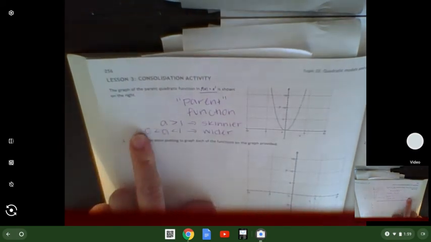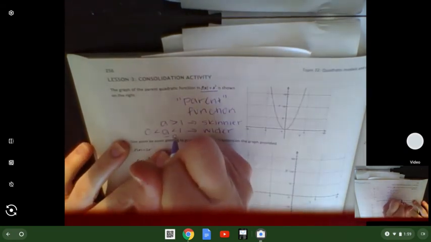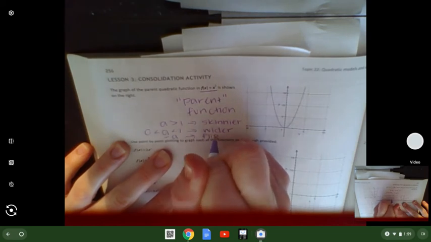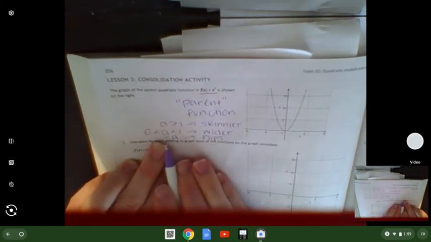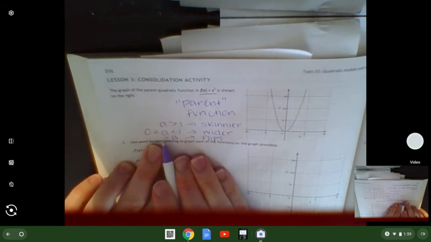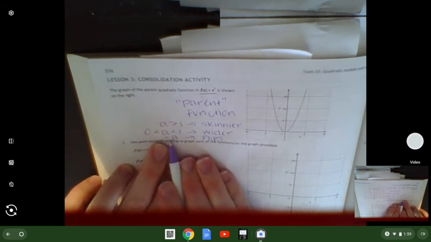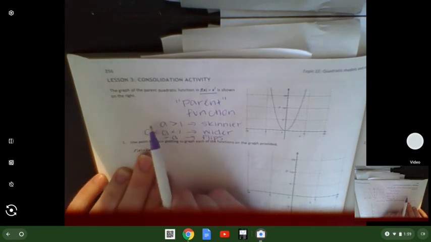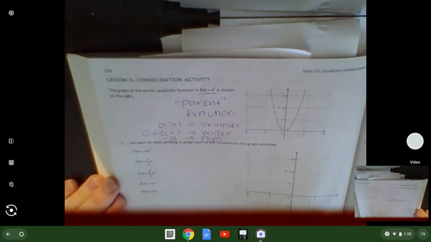Now, why do we say that these a values have to be between 0 and 1? Well, think about if I went past 0. That would get us into negative a's, and a negative a flips my parabola over. Any other number besides the negative, you could think of the negative as a -1, but any other number, if I had a -5, a -1/3, I'd take that number and I would decide, am I going to get skinnier or am I going to get fatter?